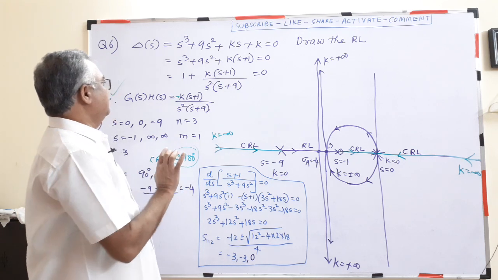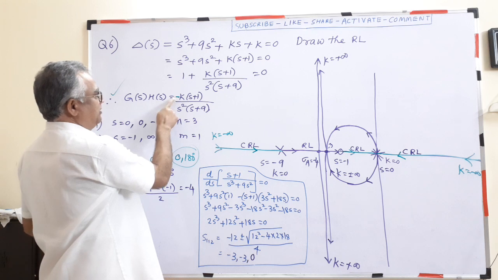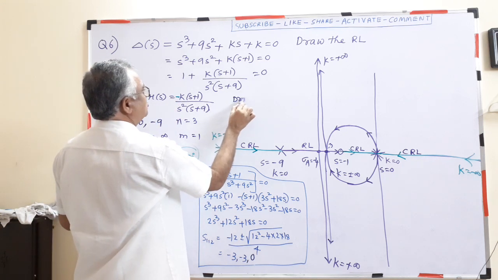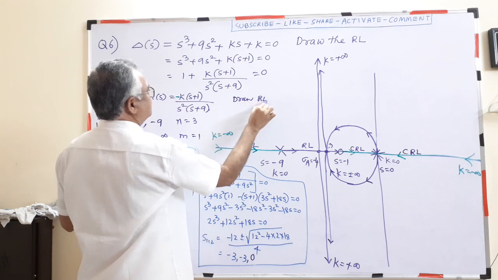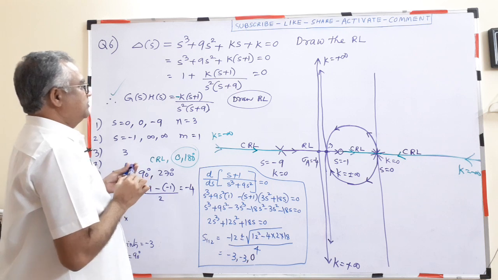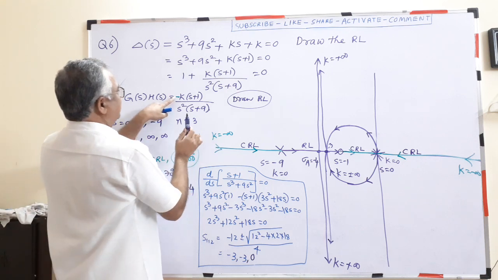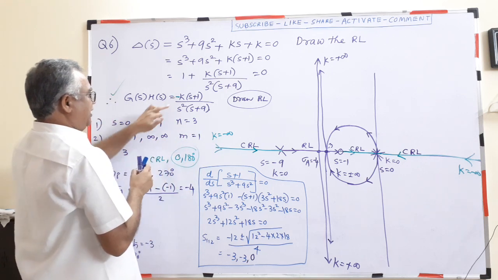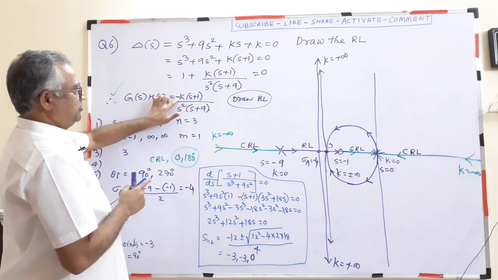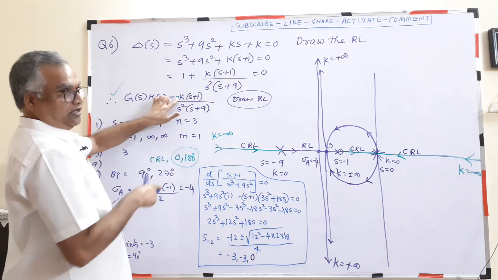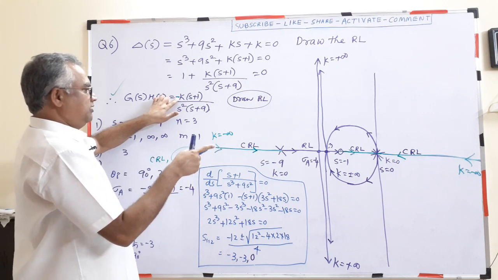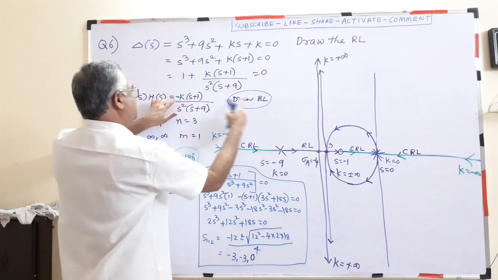Again I am repeating, if minus is given and they ask to draw the root locus, this is the question they ask with the minus k. So what is the step? Temporarily ignore the minus, take plus, and draw the CRL. That is nothing but the root locus with the minus.